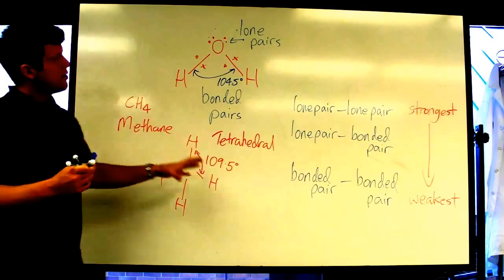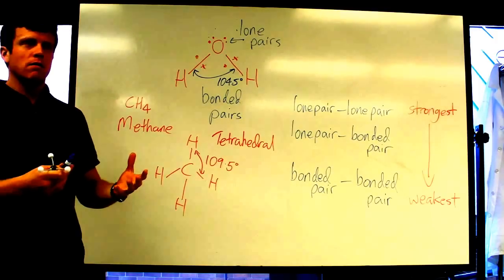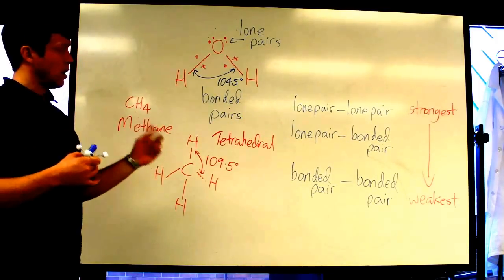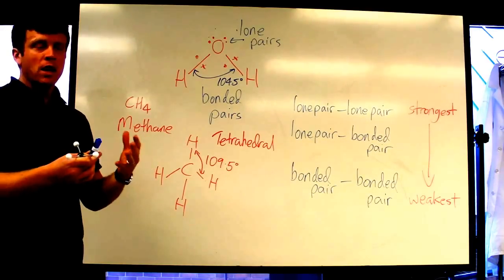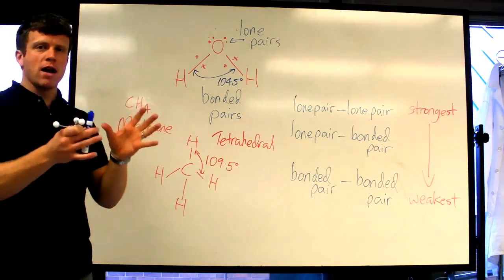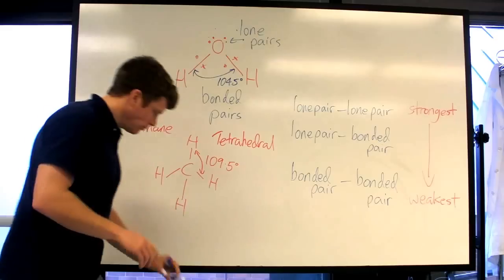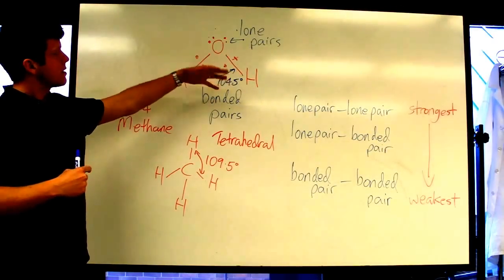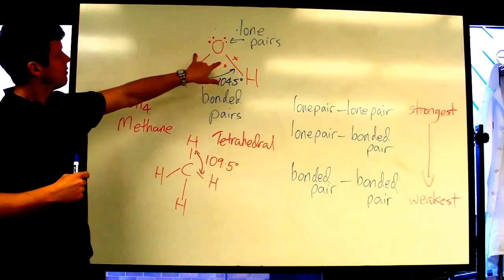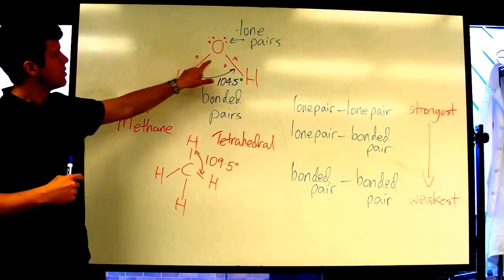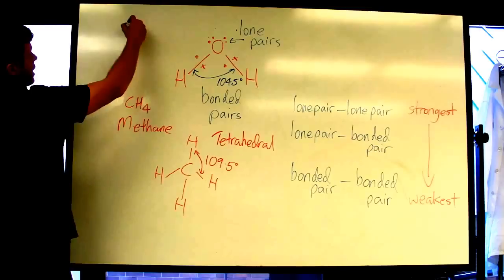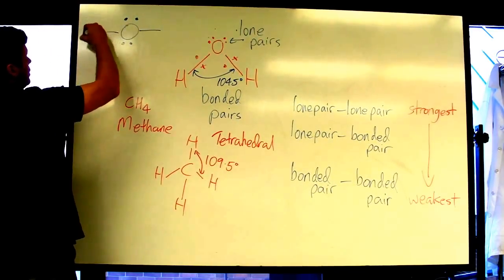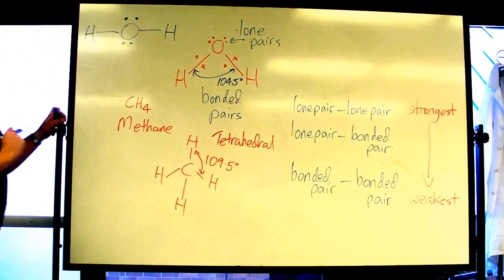So the idea of VSEPR theory is looking at the number of bonded pairs and the number of lone pairs, and then trying to figure out how that all arranges around a central molecule. And so I asked in the previous video the question, why did I draw these 2 hydrogens down here rather than have a bonded pair, a lone pair up here? Why didn't I do this?